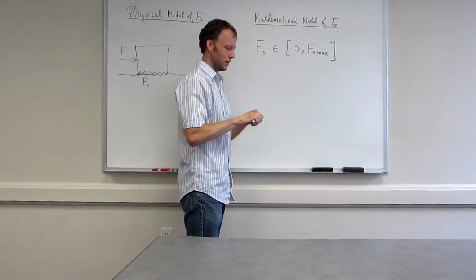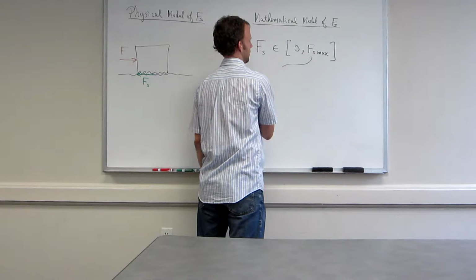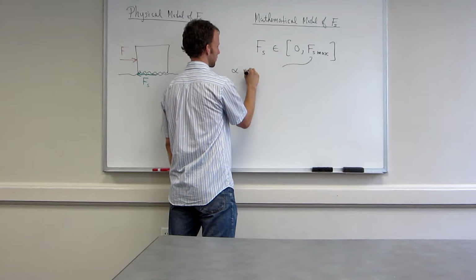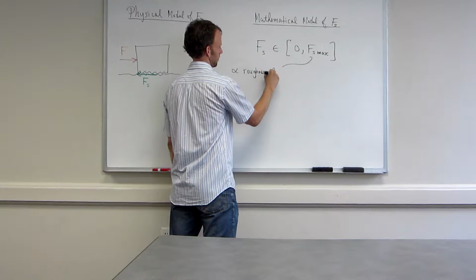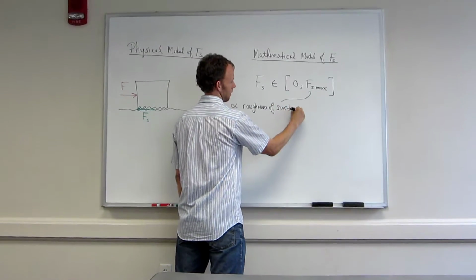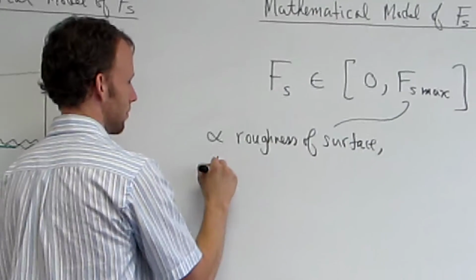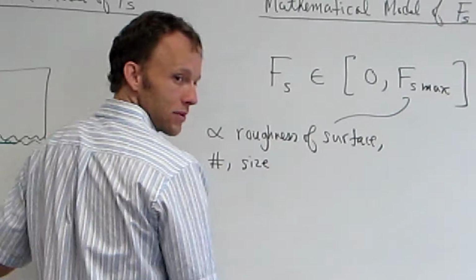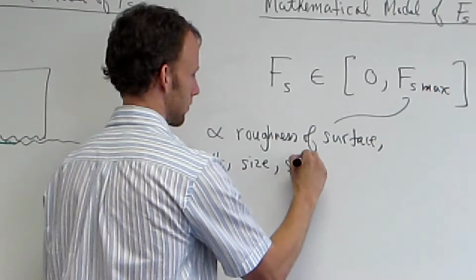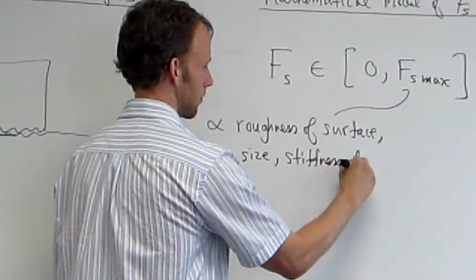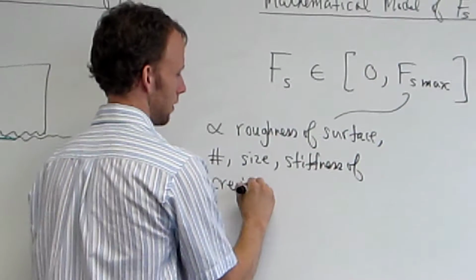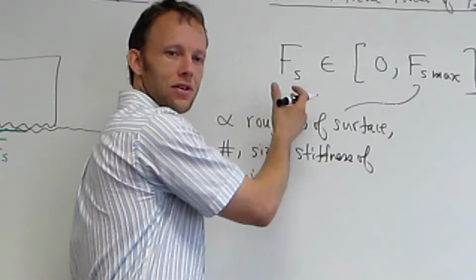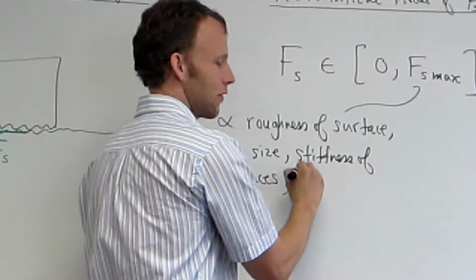So we can reason that the static friction force should increase in proportion to the roughness of the surface. Which in turn reflects basically the number, size, and stiffness of the crevices that are in contact with each other. We have a single mathematical parameter that characterizes the roughness of a surface, and we call that the coefficient of static friction.